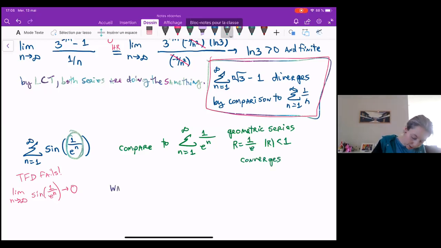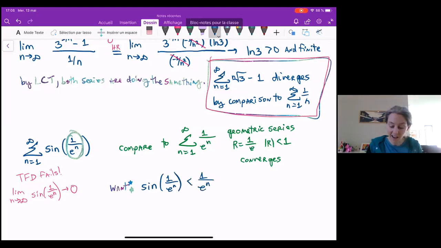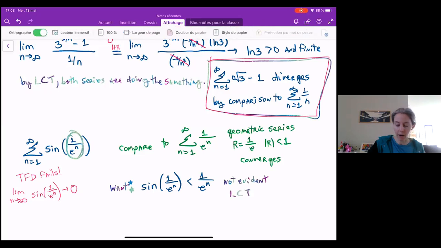So what I would want to be true is that sine of 1 over e to the n should be less than 1 over e to the n. Again, this is just not clear at all. Having that sine there does not make this easy, so not evident. And we're going to move straight on to the limit comparison test.